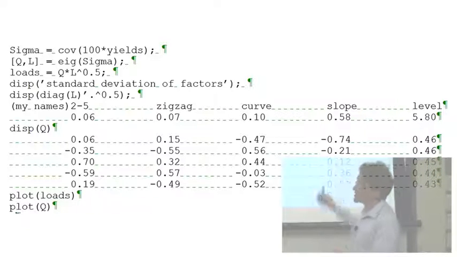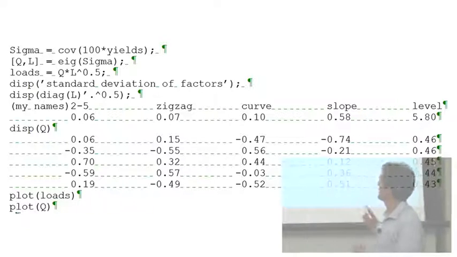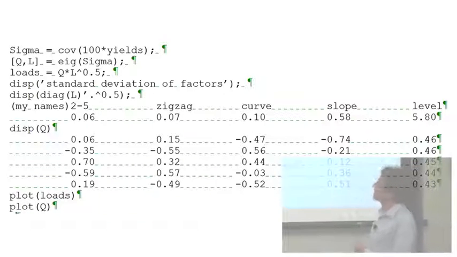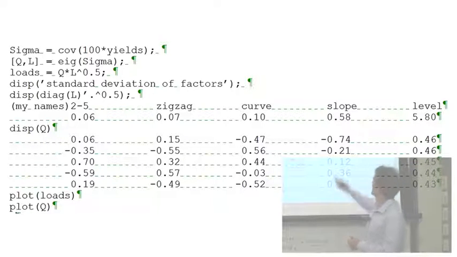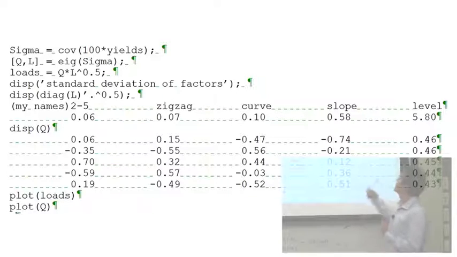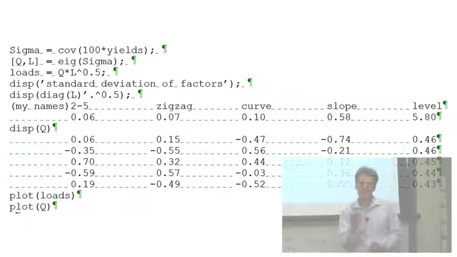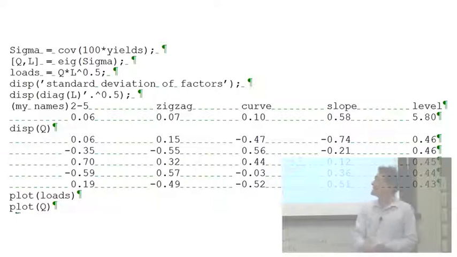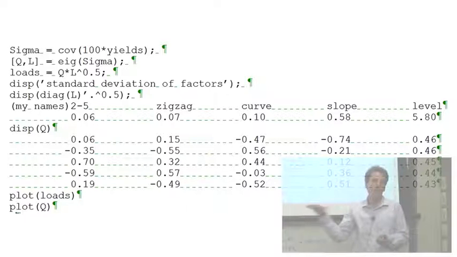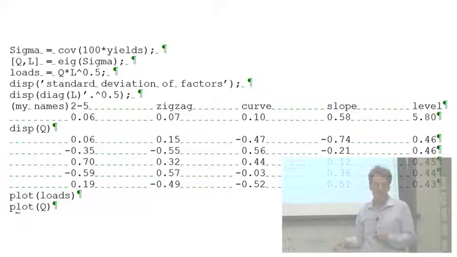Let's look at the rightmost one. In MATLAB, the largest eigenvalue, with a 5.80 standard deviation, is plotted on the right. And the loadings are 0.46. They're almost all the same. Now, what does that tell us? That tells us, first, this is how you create the factor from the data. In other words, you about evenly weight all the bonds to create the factor.